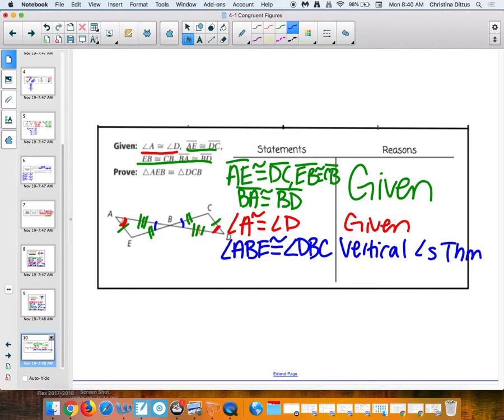I now have 2 angle pairs congruent. How many do I need? 3. How can I get that last pair? What have we used twice now? If I have 2, I can get that last one in. So angle E is congruent to angle C by the third angle theorem.